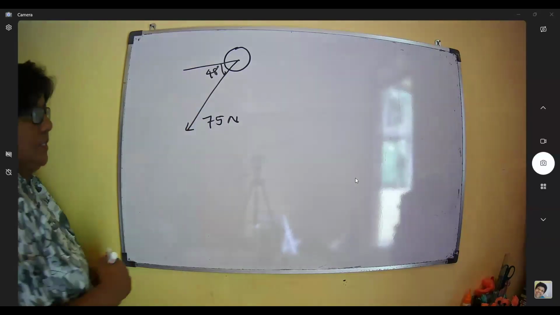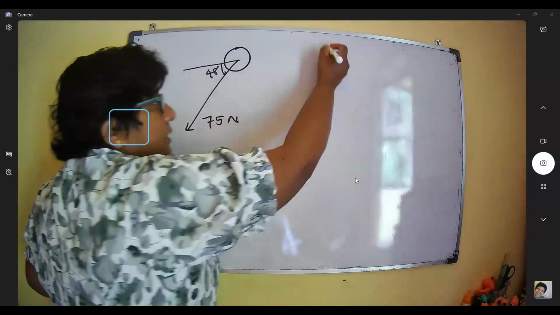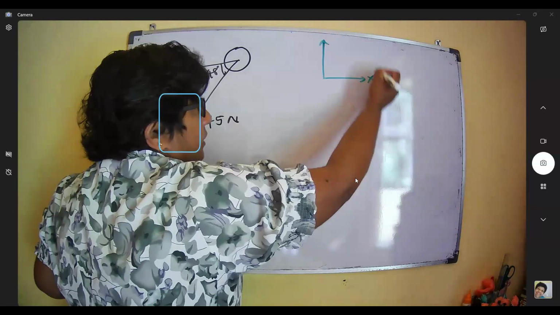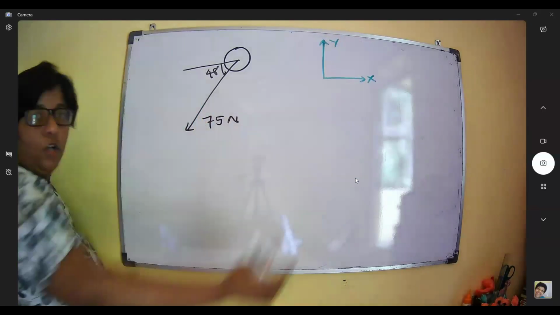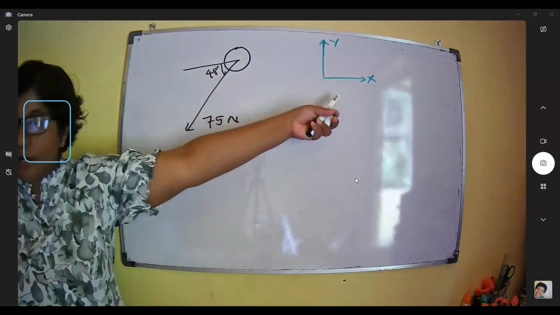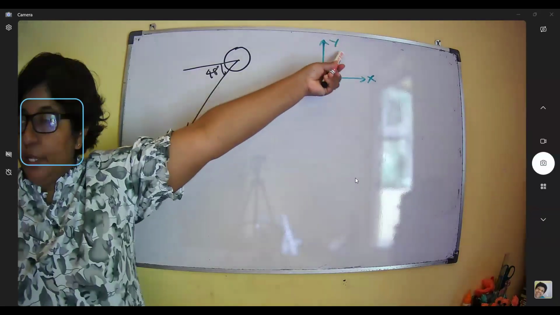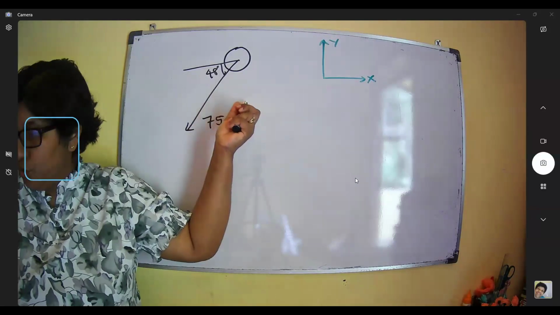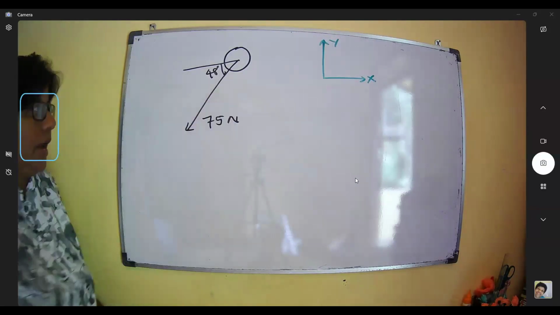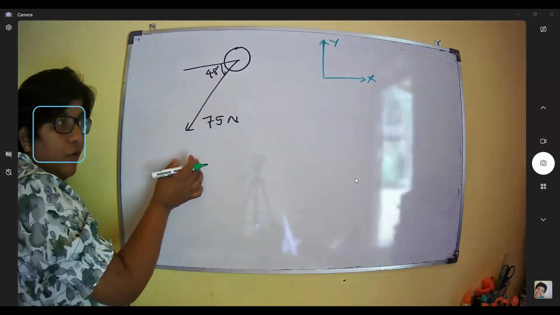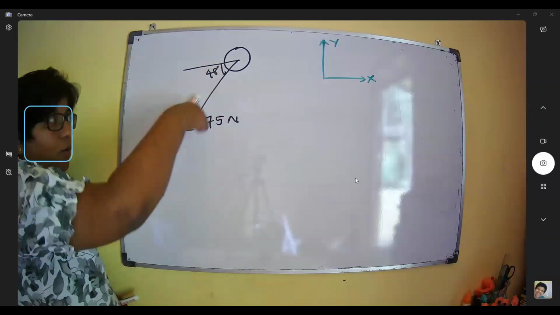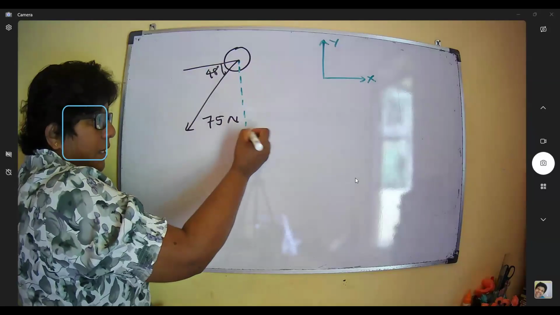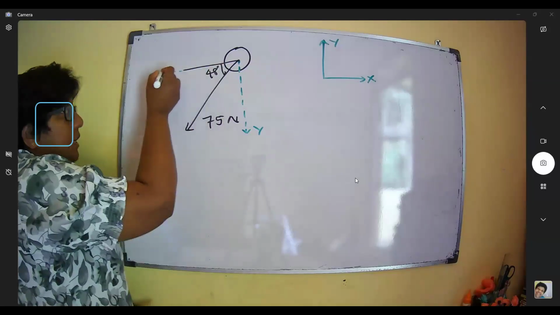We convert this into the x and y directions. One component is along the x-axis, the horizontal one, and the other is perpendicular, along the y-axis, right? We should convert these into the x and y directions. Here, the force is acting in this direction, downward. Then we can convert it, with the y-axis here and the x-axis there.